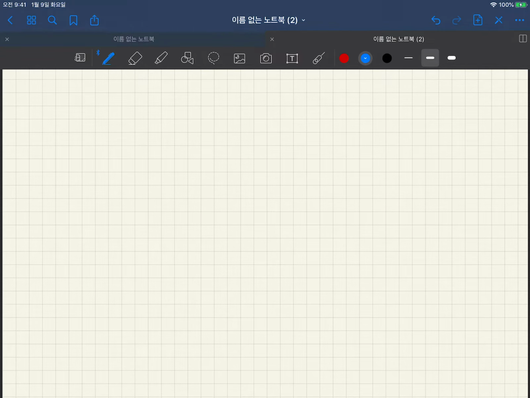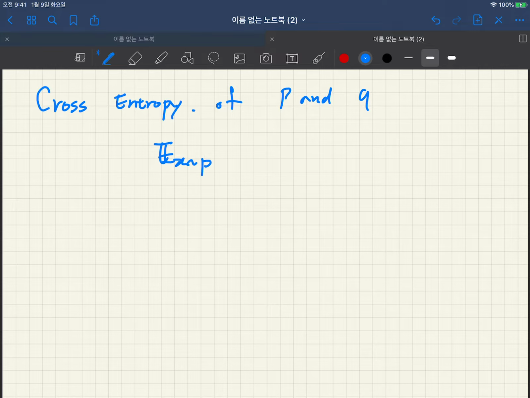So now let's move on to cross entropy and KL divergence. So what is cross entropy? The definition of cross entropy between distribution P and Q is this: the expectation, with x coming from the random variable distribution P, of minus log Q(x).